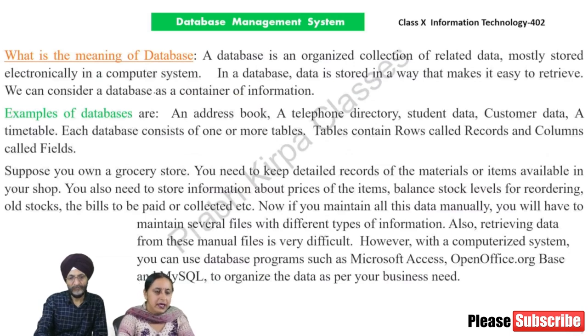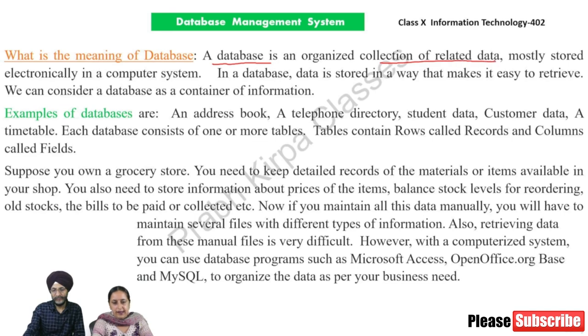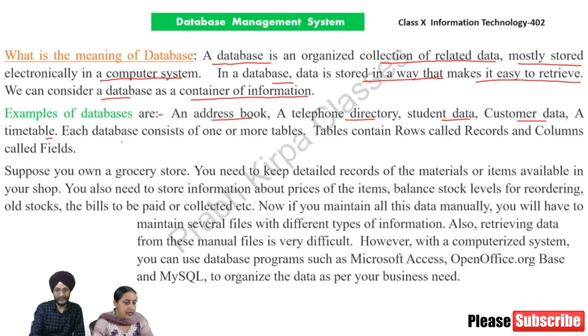Next, what is the meaning of database? A database is an organized collection of related data, mostly stored electronically in a computer system. In a database, data is stored in a way that makes it easy to retrieve. We can consider a database as a container of information. Examples of databases are an address book, a telephone directory, student data, customer data, a timetable. Each database consists of one or more tables. Tables contain rows called records and columns called fields.